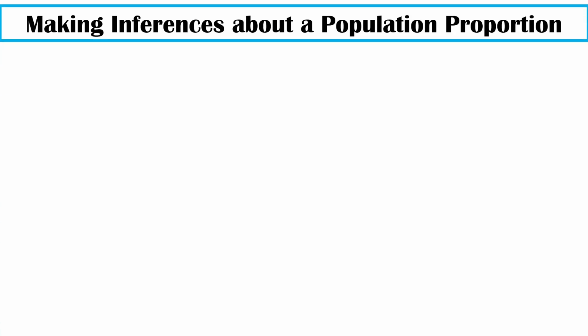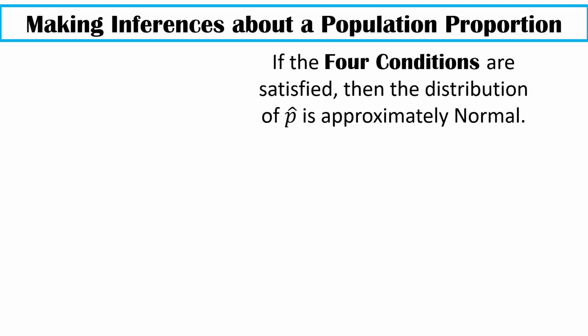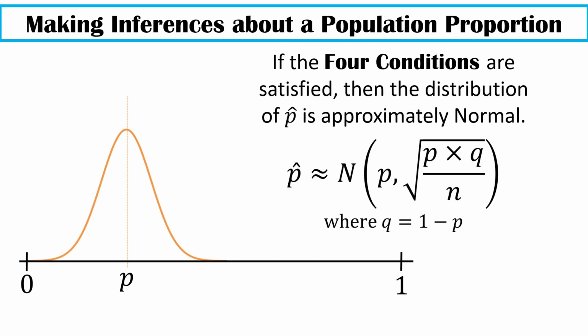And so stating that, since the conditions do hold, we can say that the distribution of p hat is approximately normal. It's going to look something like this. It's going to be a normal distribution, most of which will be between 0 and 1. It's going to be centered at the true population proportion, and it will have a spread or a measure of uncertainty, a standard deviation which we can calculate.